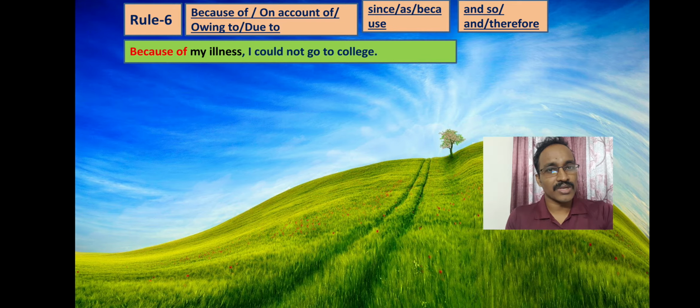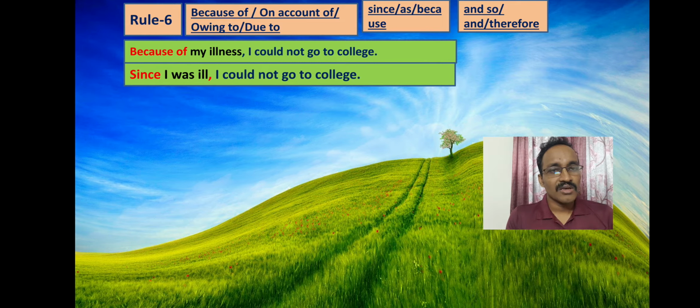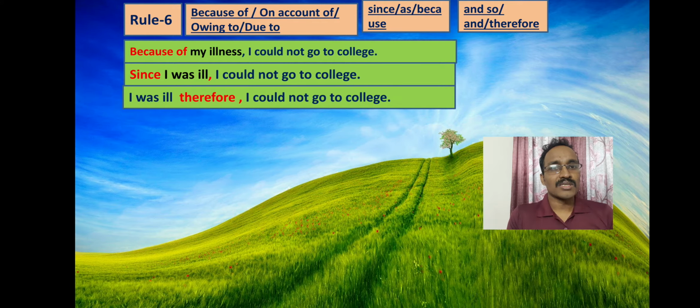So, what is the complex sentence? Since I was ill, I could not go to college. And how to make it a compound sentence? We can use and so, or and, or therefore. I was ill, therefore I couldn't go to college. So this is the compound sentence.